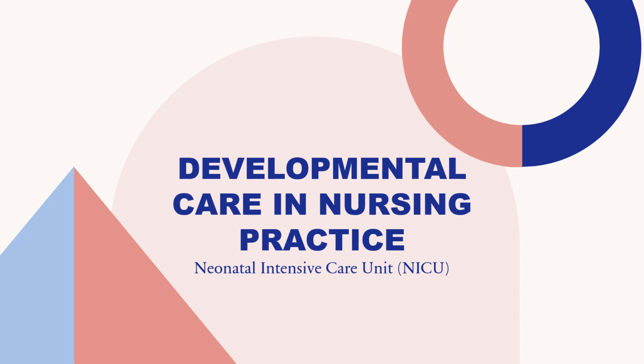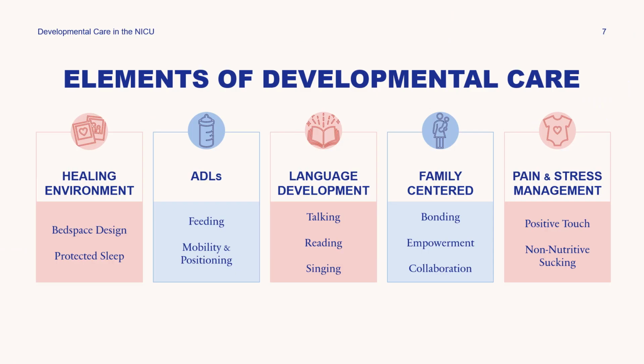So now we're going to go into how we implement developmental care into a nursing practice. The elements of developmental care include fostering a healing environment through bed space design and protected sleep, promoting developmental care as we provide care, just normal activities of daily living care, like feeding and mobility and positioning, promoting language development through talking, reading, and singing, and educating parents on how to do the same, and ensuring that all our care is family-centered.